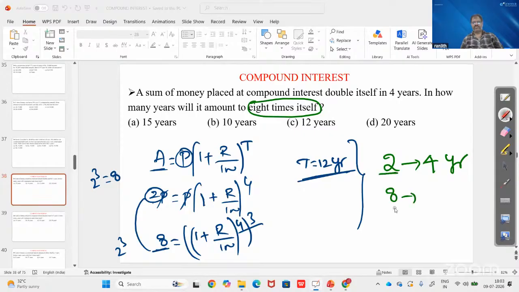In the 2 table, where are we getting 8, in terms of squares and cubes? With the multiplication of square, we are not getting 8 from 2. With the cube, I am getting 8. So that will be 2 cube. Where doubling takes 4 years, 2 cube equal to how many years? We need to multiply 3 into 4. 3 into 4 equal to 12 years. So the answer is 12 years.